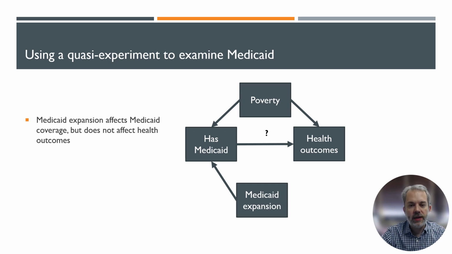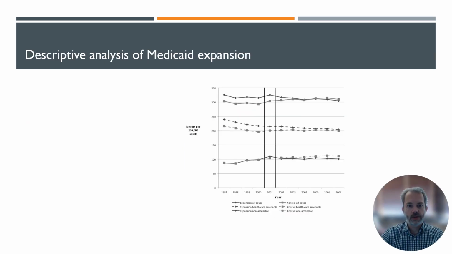The key is that Medicaid expansion would affect Medicaid coverage, but not health outcomes. There's no arrow connecting Medicaid expansion to health. So we can use Medicaid expansion as a proxy for treatment. So let's look at some data on Medicaid expansion and mortality.